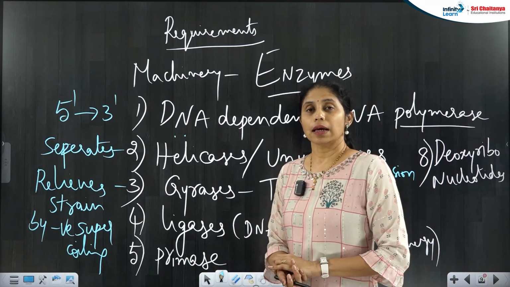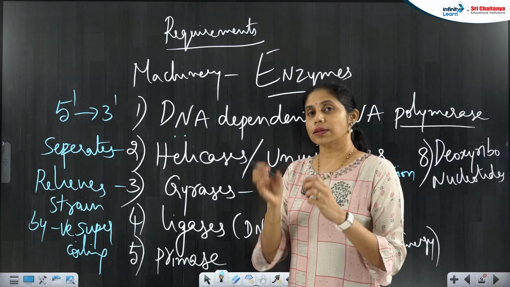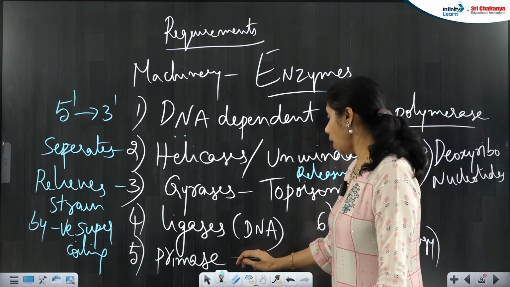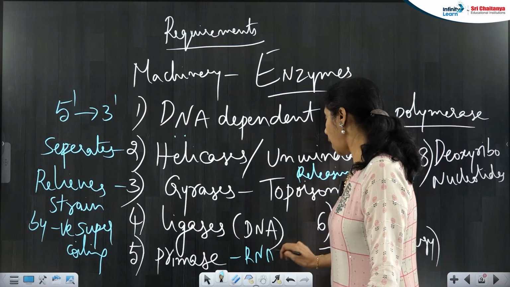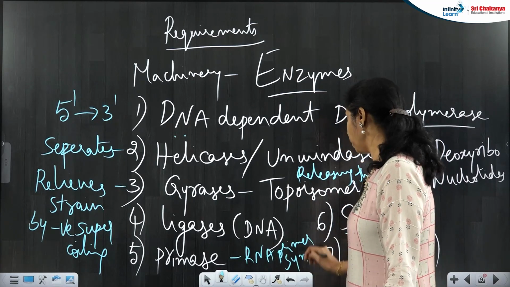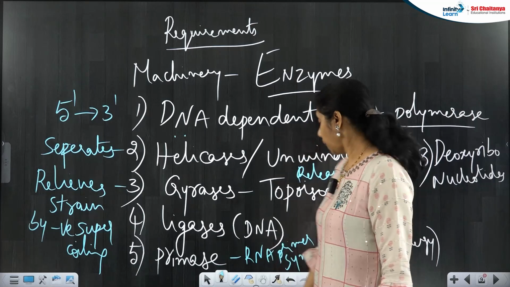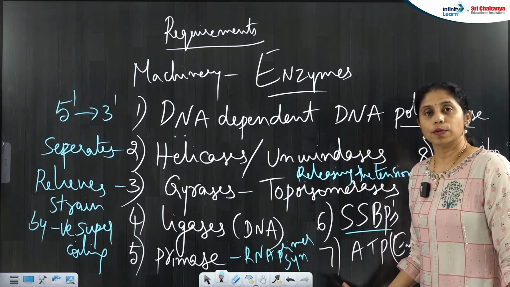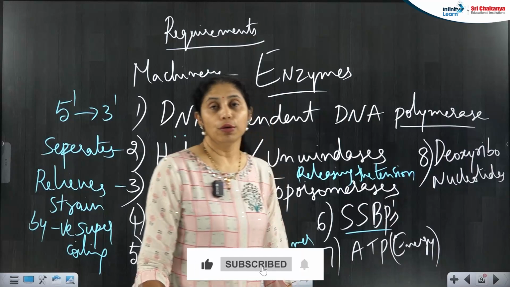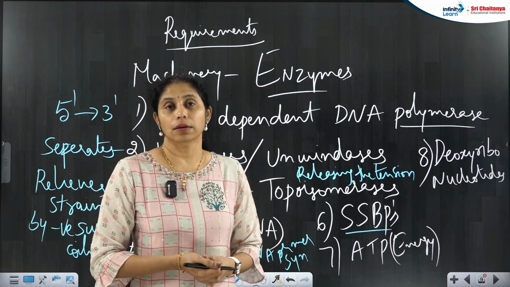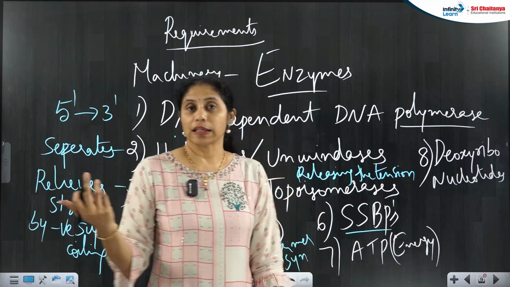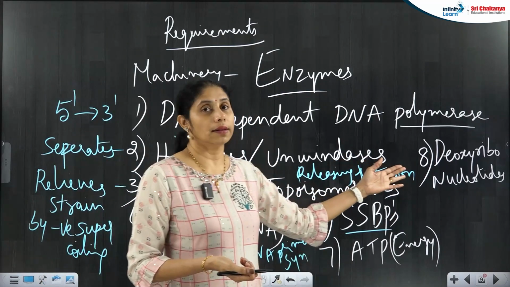This is a particular enzyme which will synthesize a starting point of the new DNA strand, that is the RNA primer. RNA primer synthesis will be happening by the primase enzyme. Then energy is required in terms of ATP. Then you have the deoxyribonucleotides. They are present in the nucleoplasm, or in the cytoplasm of prokaryotes, and they are the substrates.